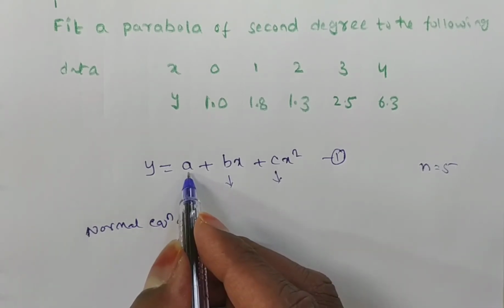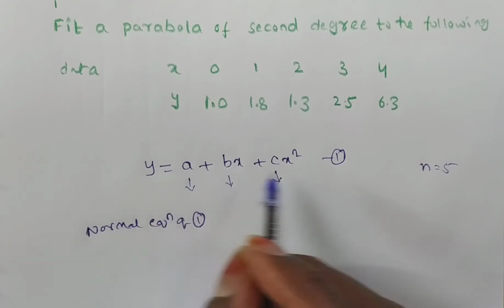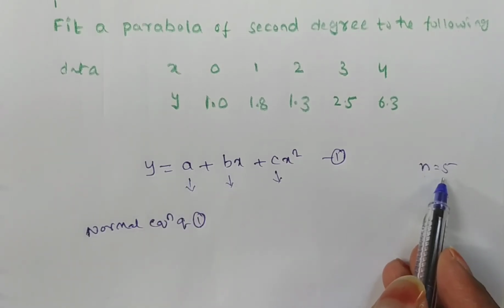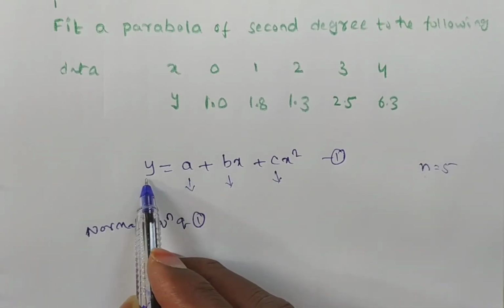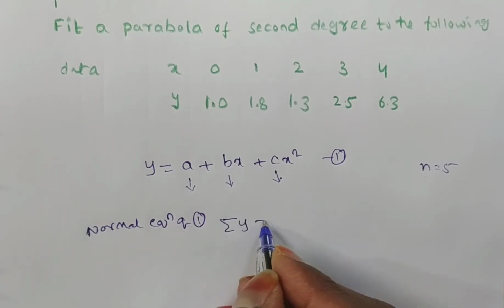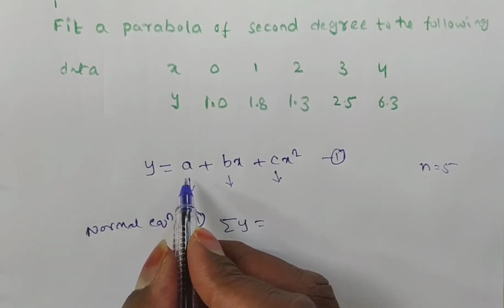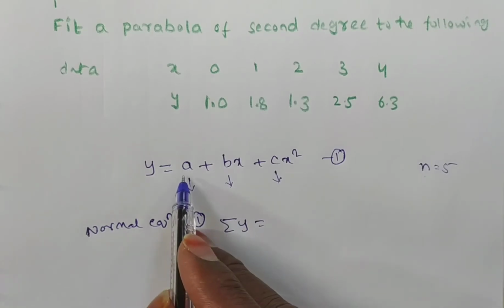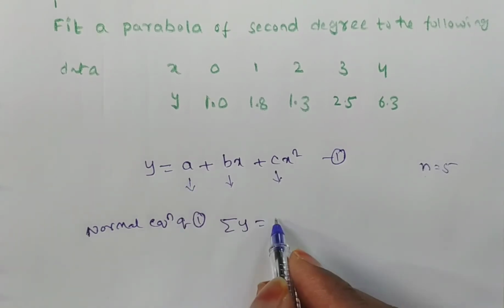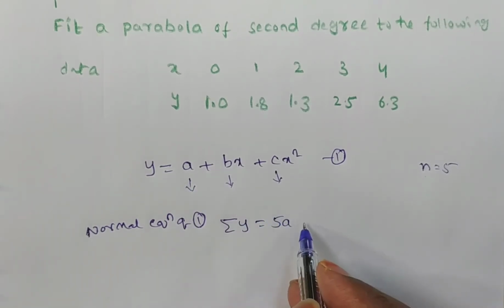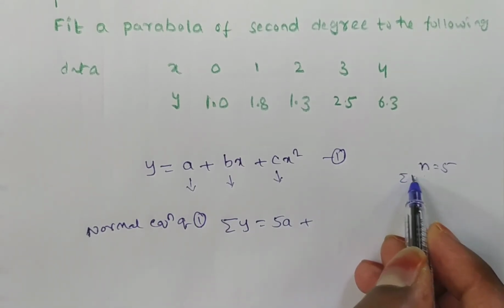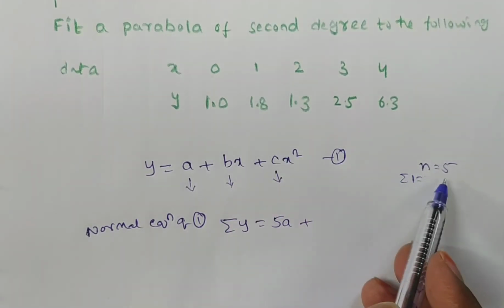equations. Okay, first equation. Now summation 1 is nothing but what? 5, that you have to remember. Summation y, a into summation 1. So summation 1 means here 5, so 5 into a is 5a. Why am I writing 5, is it clear? Summation 1 is equal to the number of observations n, that is 5.